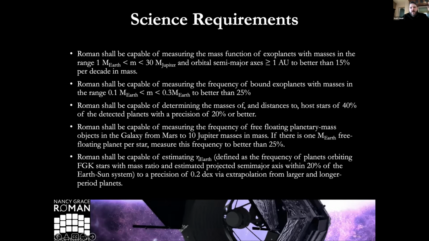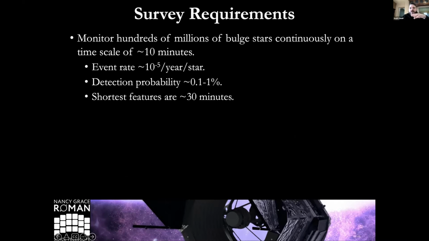And so these are related to both the total number of planets we can find, those that are below a certain mass, Earth mass, because those are going to be of the most interest, as they are not detectable by any other method. The masses of the host stars that we can measure in the methods mentioned by Aparna and talks previous to mine today, the number of free-floating planets we can detect, and our ability to estimate eta Earth. So I won't specify what these are, but these are our science requirements as we define them, and this measures the success of the Bulge Time Domain Survey.